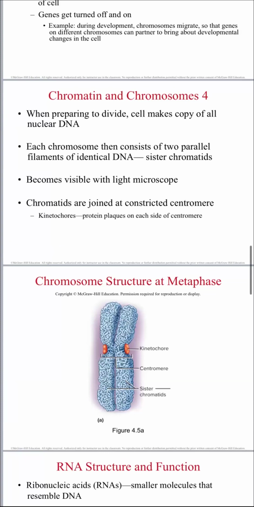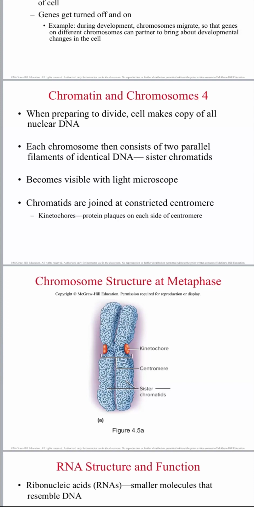When preparing to divide, a cell makes a copy of all nuclear DNA. Remember, we grow and replicate from one fertilized egg that's got 23 chromosomes from dad, 23 from mom. We can't add another cell from the outside because then it won't match what we have already as a fertilized egg. So the only way we can grow into the person we are now, even to being a fetus, the only way we can grow is by increasing the number of cells.